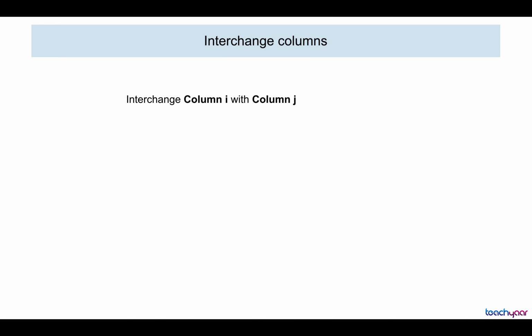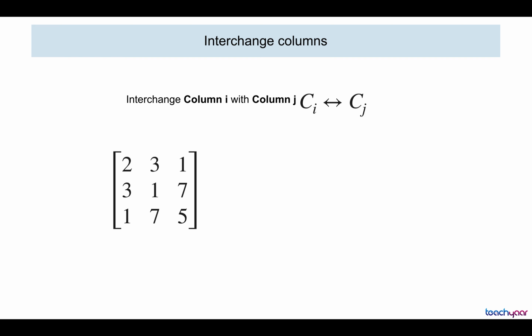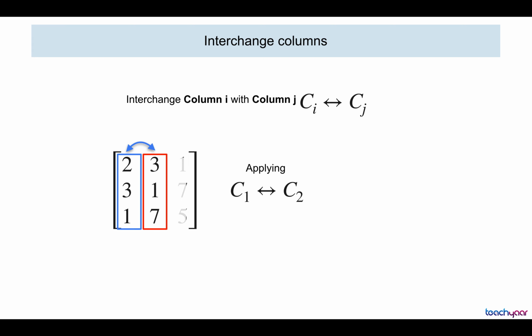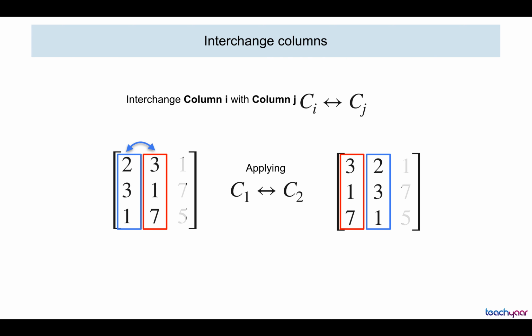Now you can also do this for the columns. What you can do is take column i of the matrix and switch it with column j. That's the column switch or column interchange operation. Same matrix here, but now we're going to take the first two columns, 2 3 1 and 3 1 7, and we're going to apply the interchange operation. So c1 interchange c2, and what you get is the first column has become 3 1 7 and the second column has become 2 3 1. That's the first operation. You can switch a row or switch a column with another in the same matrix.